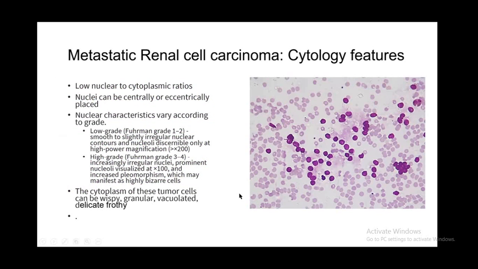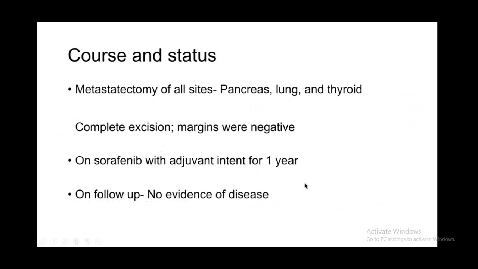The nuclei are centrally or eccentrically placed, and their characteristics vary according to the grade of the tumor. This was a low grade tumor, grade 1. So these had smooth or slightly irregular nuclear contours, and nucleoli were just visible. And typically, the cytoplasm was vacuolated, wispy, and granular and delicately frothy.